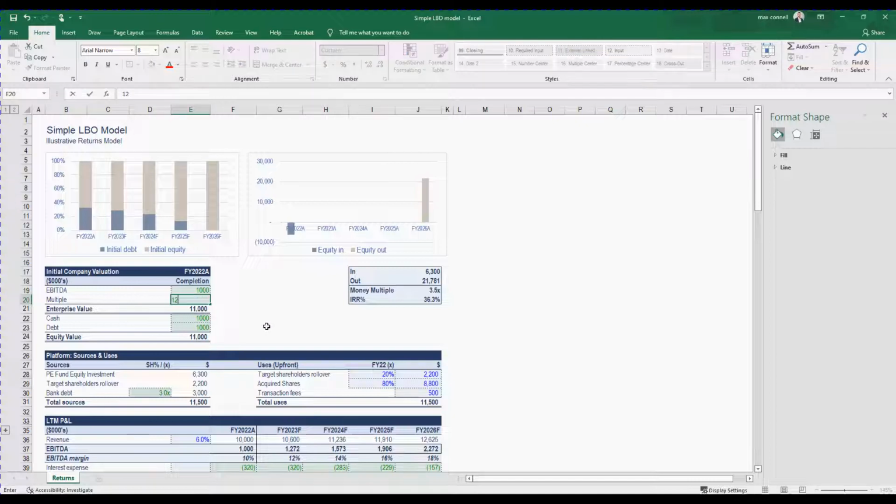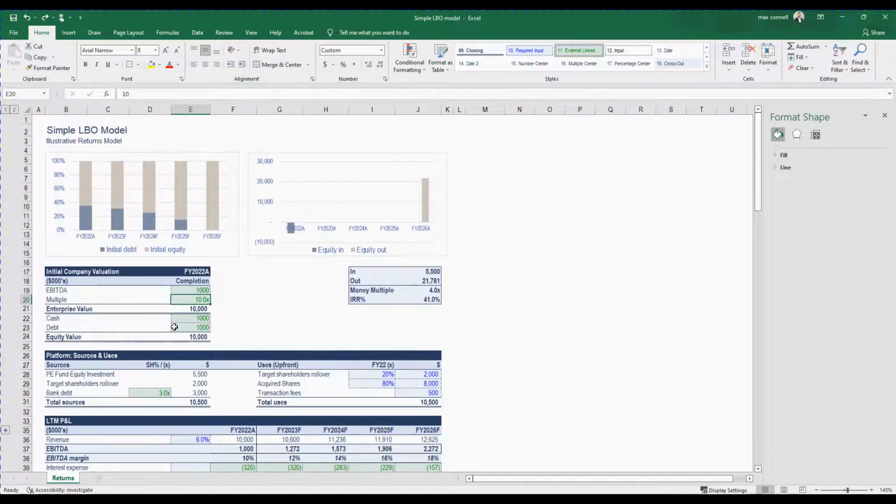And what happens if we actually assume the same exit multiple that we do entry multiple at 12 times? That's actually going to have a big impact on our returns as well. So you can see it's gone from 4 all the way down to 3. And IRR has gone all the way down to 32%.